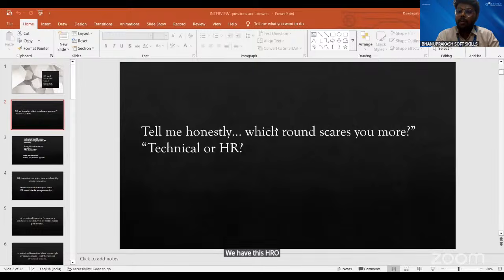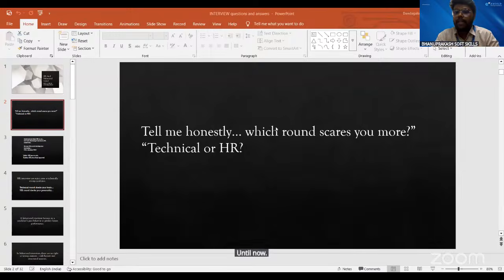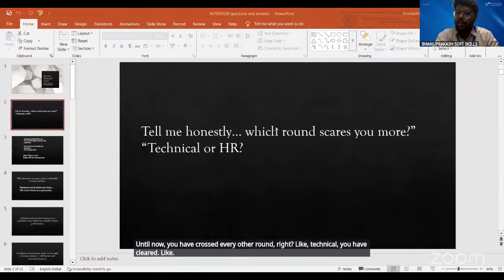And the HR round is mostly conducted at last, before you join. In every company you see, most companies conduct HR as the last round. Why? Until now you have crossed every other round, right? Technical you have cleared, your technical knowledge is fine, your communication is fine, you have good spontaneity.